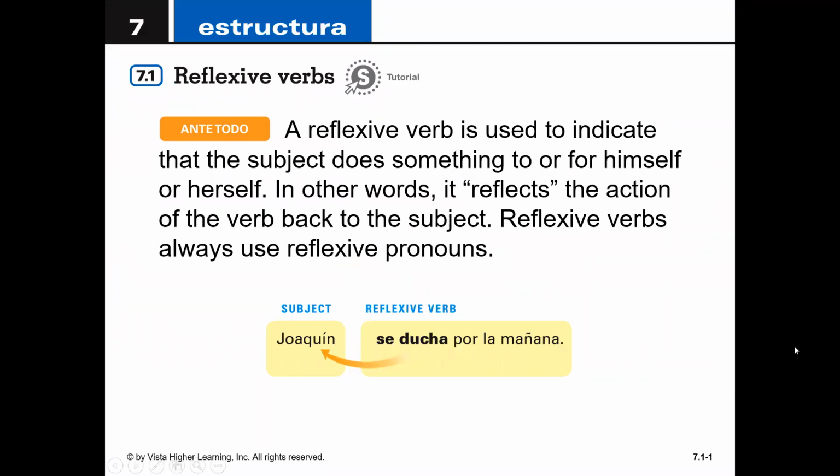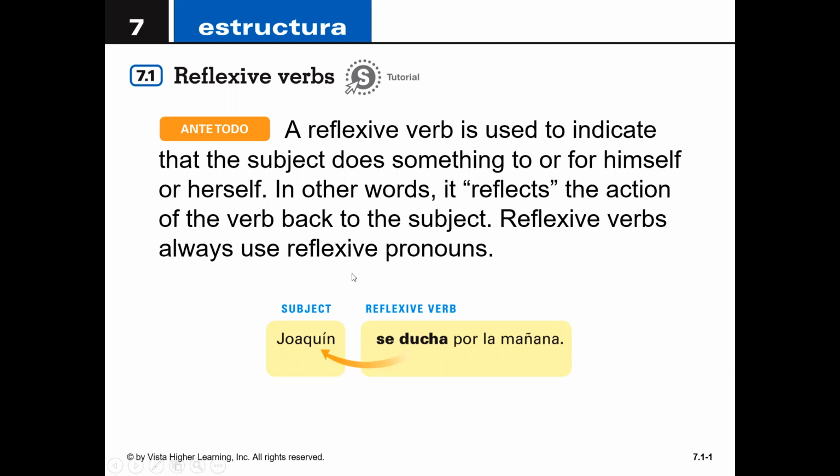So a reflexive verb is used to indicate that the subject does something to or for himself or herself. In other words, it reflects the action of the verb back onto the subject. Usually, the action of the verb goes outward. So you're talking to someone, whereas if you're walking down the street, for example, and there's no one there, but you're still talking out loud, you're talking to yourself. That would be considered reflexively.